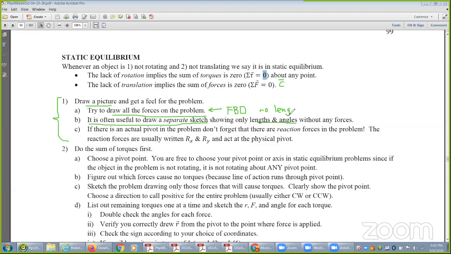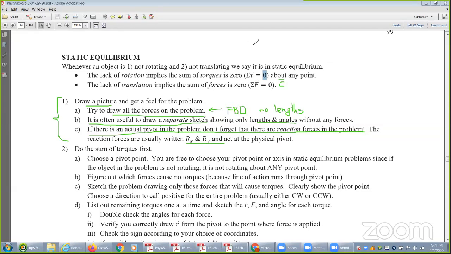My apologies for the lag. And on the other one, I want you to draw the lengths and angles. And because this first step is so important to me, I want to emphasize it with a picture after I do part C. So if there's an actual pivot, don't forget there are forces at the pivot. Usually we write those as Rx and Ry.